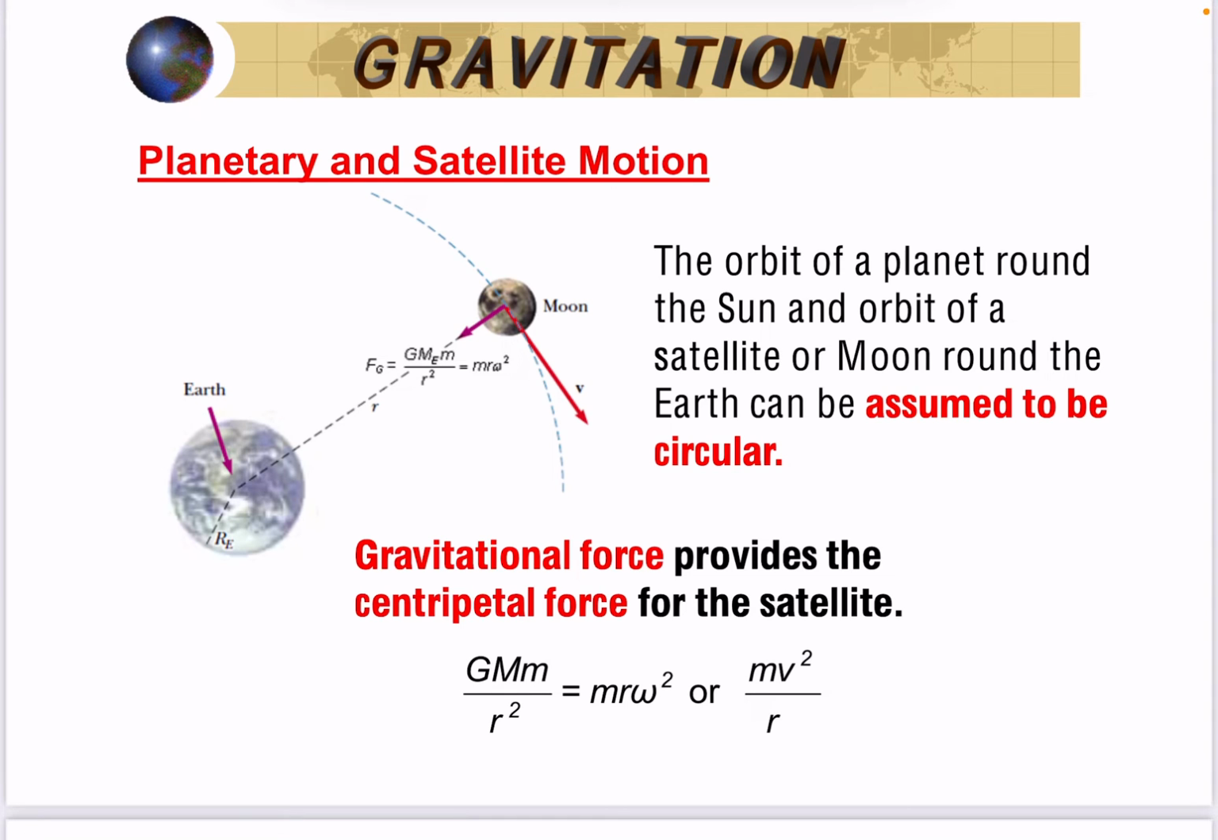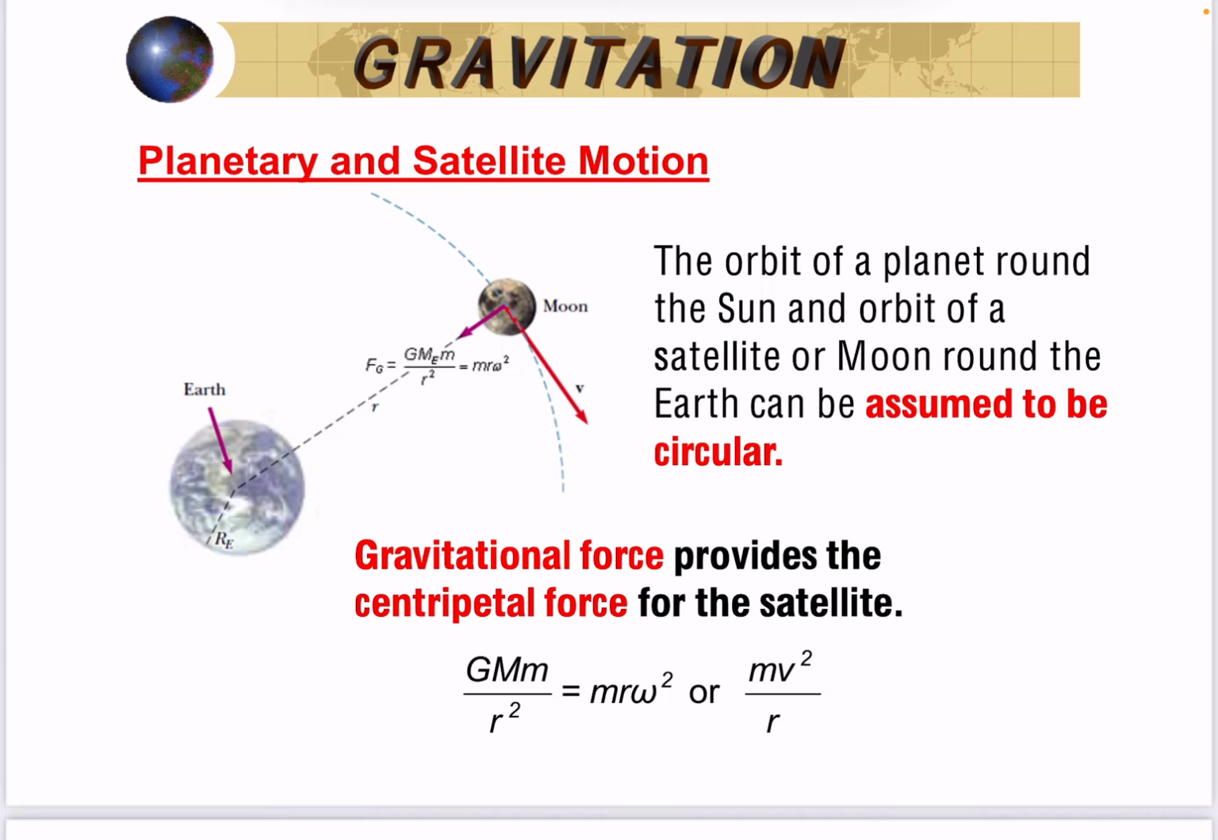We now turn our attention to planetary and satellite motion. The orbit of a planet around the Sun or the Moon around the Earth, as shown by Kepler, is an ellipse. But for our purposes for this course, it can be assumed to be circular for simplicity.